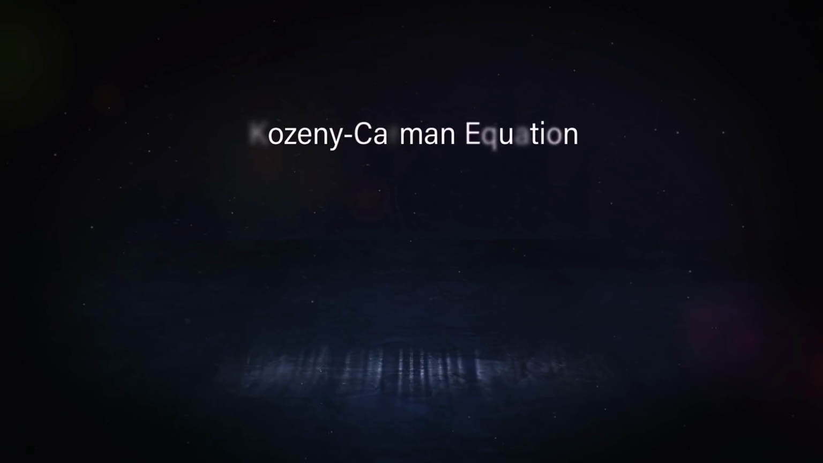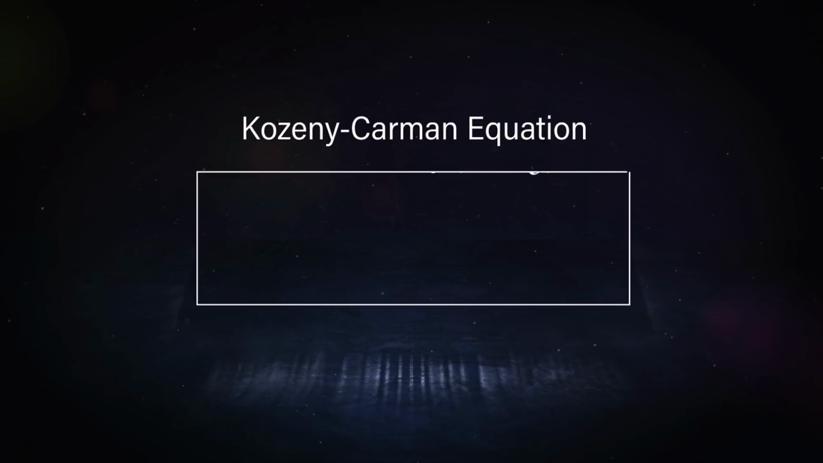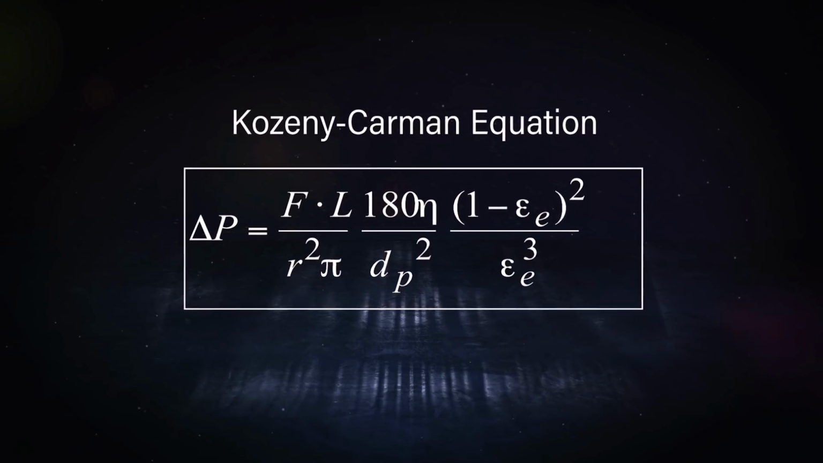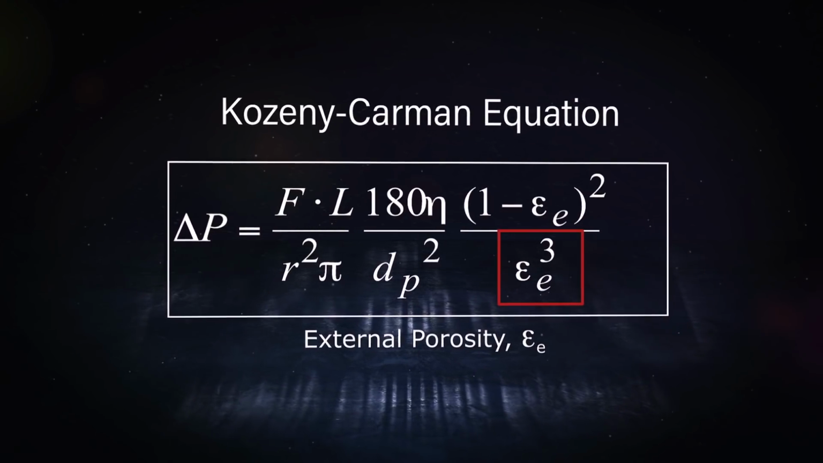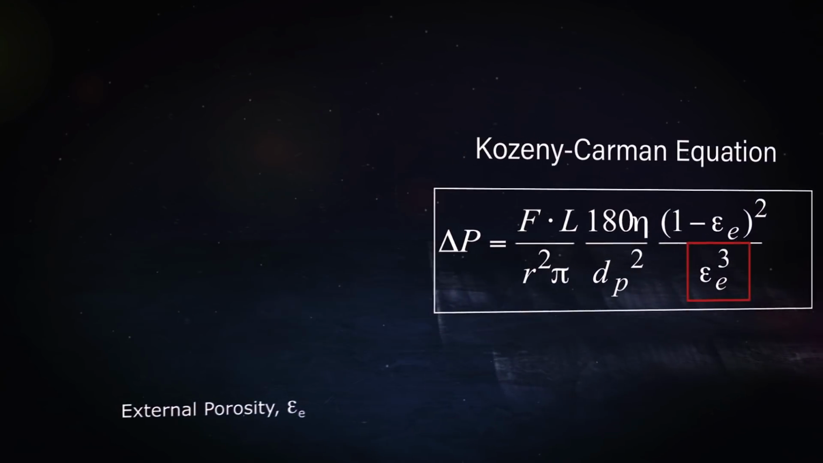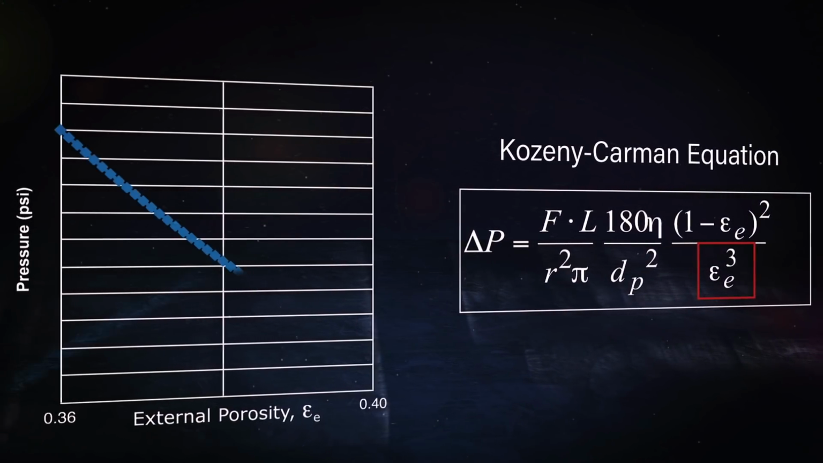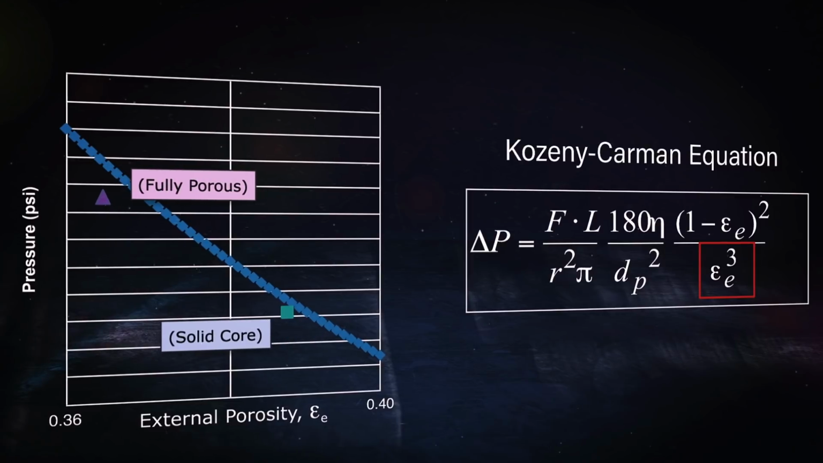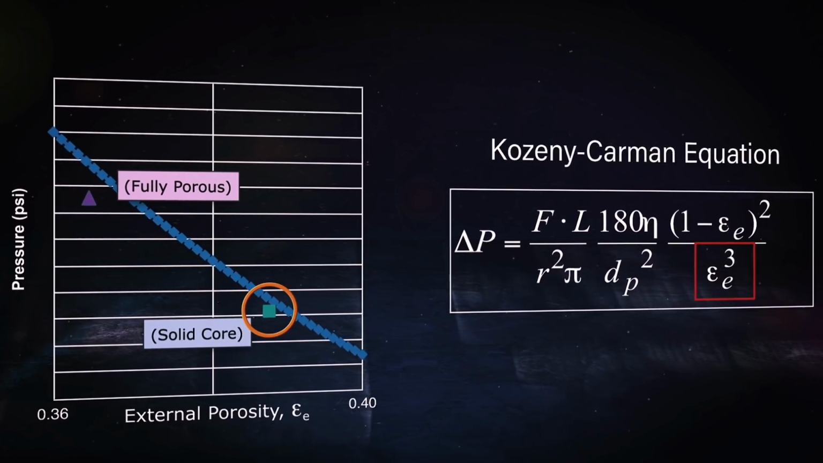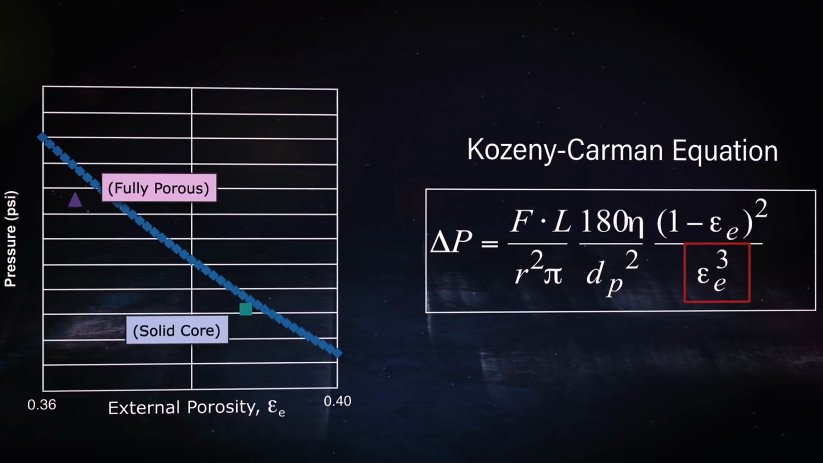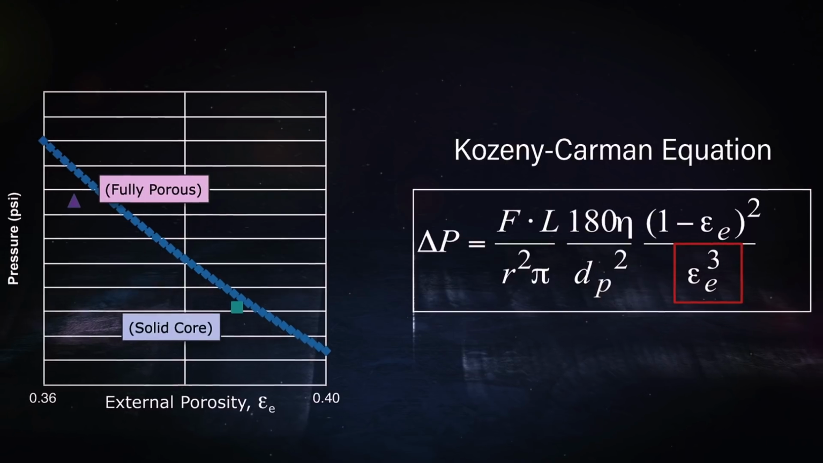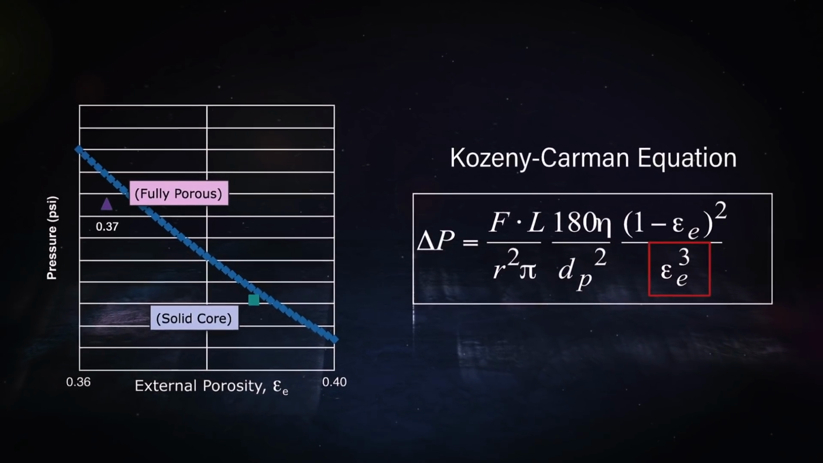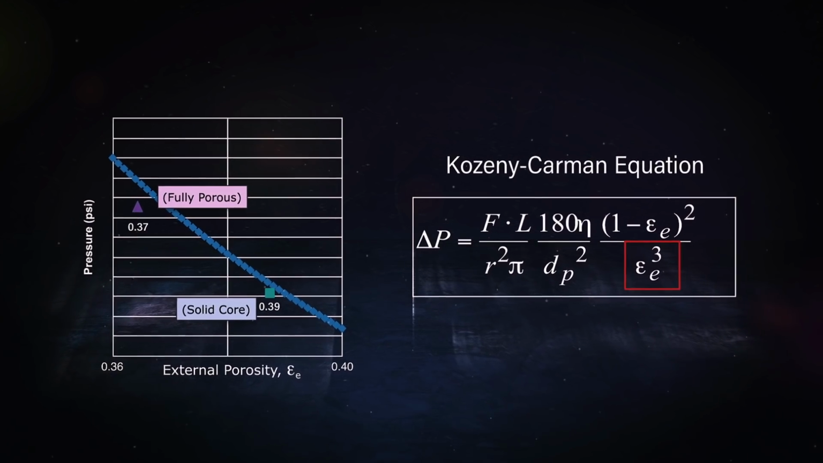So Kim, to really understand what's going on here, we need to go back to that Kozeny-Carman equation. We talked about particle size and the influence that has on pressure, but what we didn't talk about is the external porosity, or how tightly packed that column is. Oh, different term. Yeah, so if we look at the graph shown here, for a fully porous and a solid core column, the solid core column is packed to a much higher external porosity, and that equates to much lower back pressure. Oh, I see. Yeah, the fully porous column is packed to an external porosity of about 0.37, while the solid core column is packed to an external porosity of about 0.39.